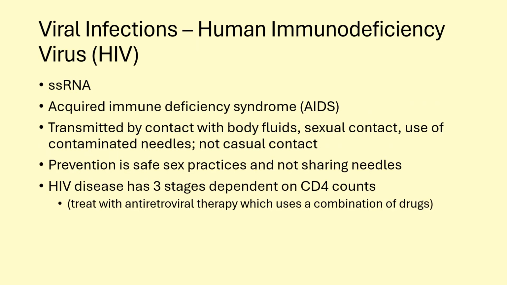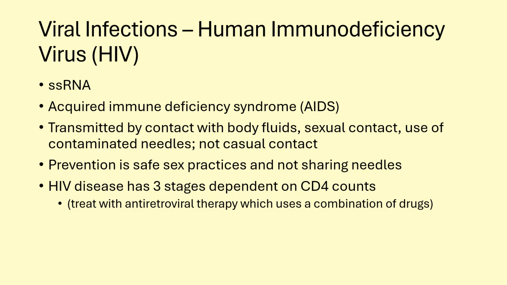Human immunodeficiency virus, which is HIV. This is also a single-stranded RNA virus. It is the causative agent of AIDS, acquired immune deficiency syndrome. The HIV virus can be transmitted by contact with body fluids, sexual contact, and use of contaminated needles. It is not transmitted just by casual contact. Sit down, have a cup of coffee with someone, no, you're not going to get it. How do you prevent it? Number one, safe sex practices and don't share needles.